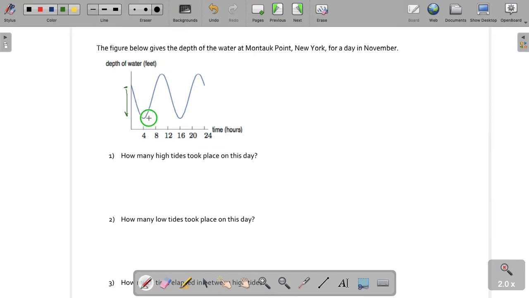Then in between 4 and, I don't know, what would this be? This might be halfway between 8 and 12, maybe 10. Okay, let's assume that's hour 10. Okay, the depth of my water is up here. So my depth of my water has actually gone up. It's gone from here to here. Then my water goes down, then my water goes up, and then it goes down again. Okay, and again, I would say this spot right here is probably hour 22.